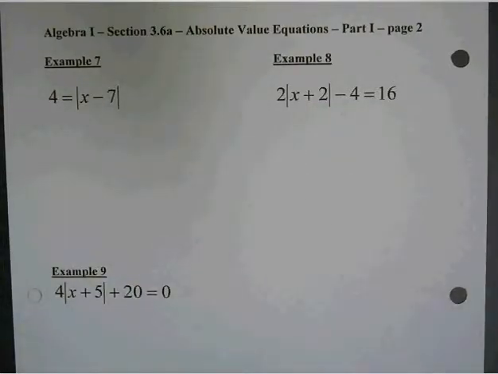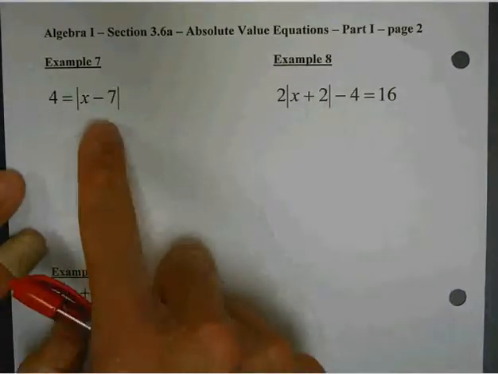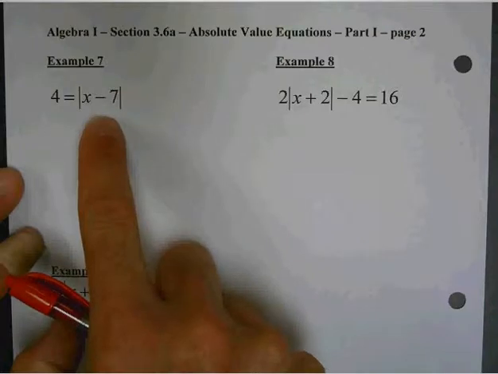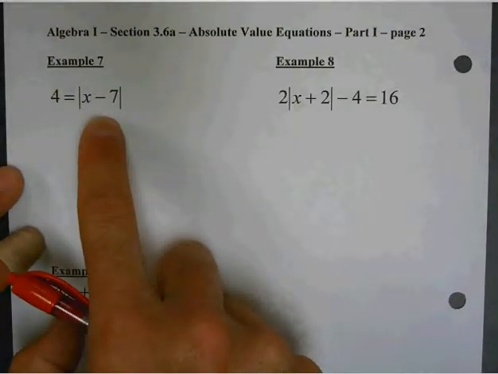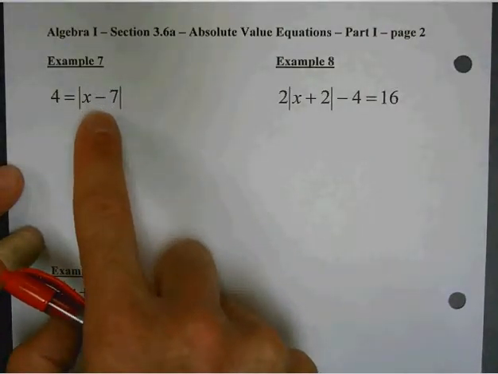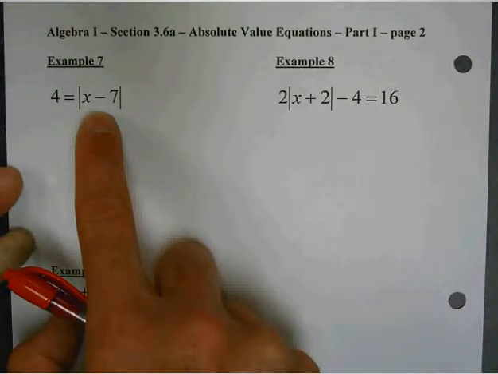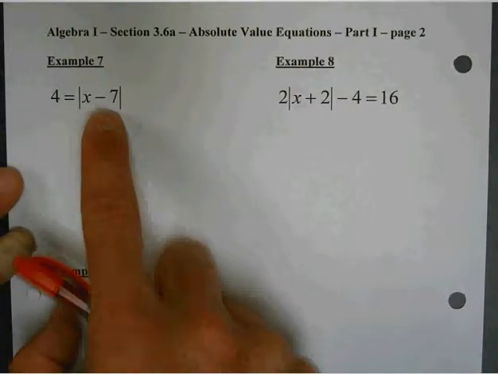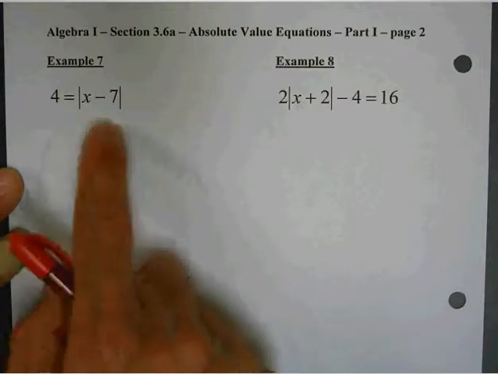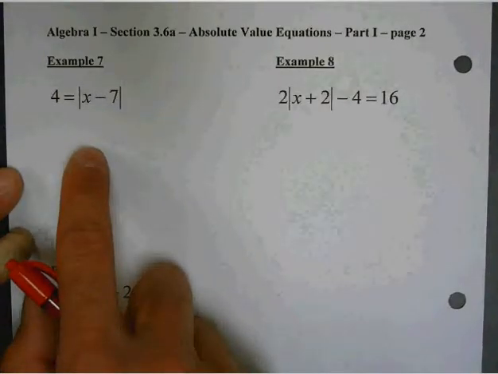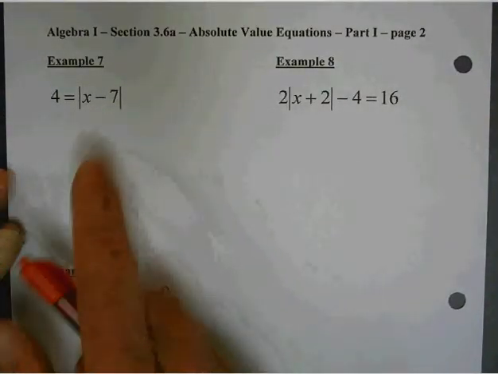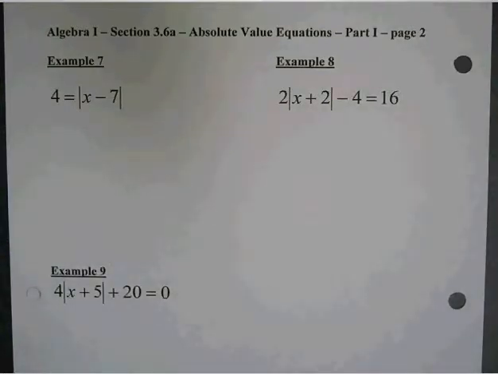Section 3.6a, page 2. First page, absolute value can either be a positive or negative. You got two possibilities. I put the absolute value on the right-hand side, it doesn't matter. My question is, is this absolute value by itself? Yes, the absolute value is by itself. I know there's stuff inside it, but still the absolute value is by itself. So, how many numbers are 4 units away from 0?